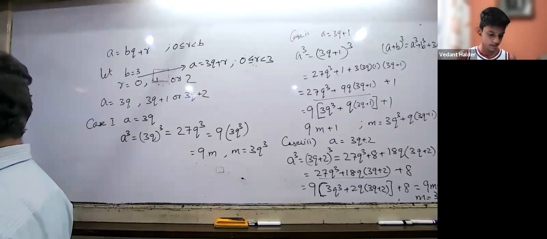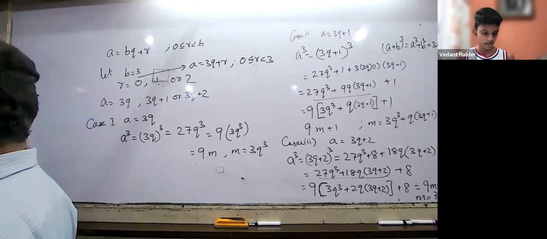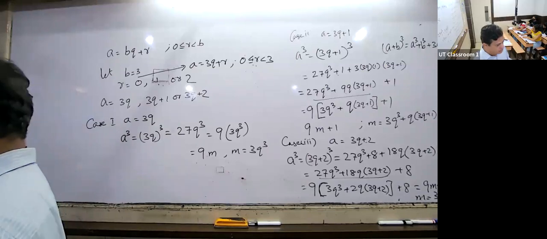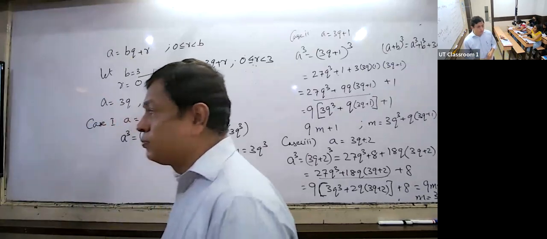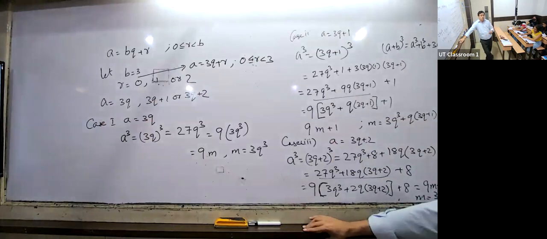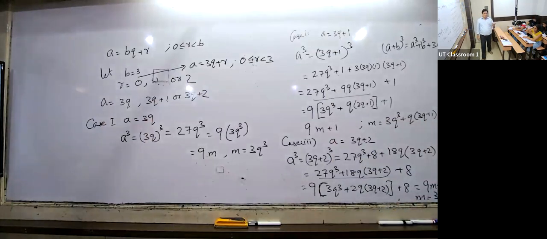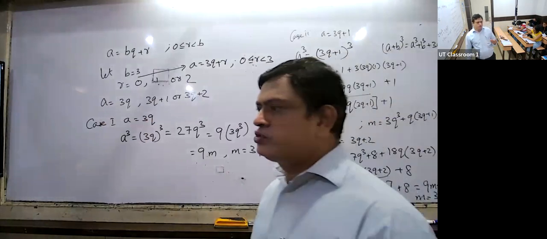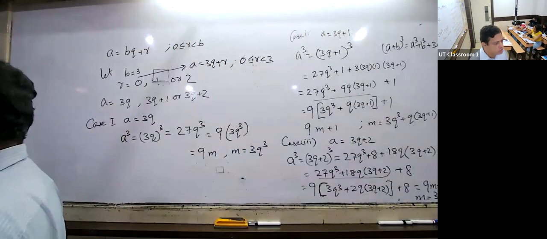Clarify that you took 3Q because 3 is the multiple; we need 9m. Okay, why do we need the 3? 3 cube is 27, which is a multiple of 9. If it is 2, the cube of 2 is what? 8, which is not a multiple.